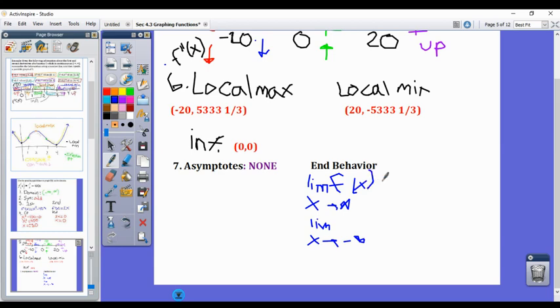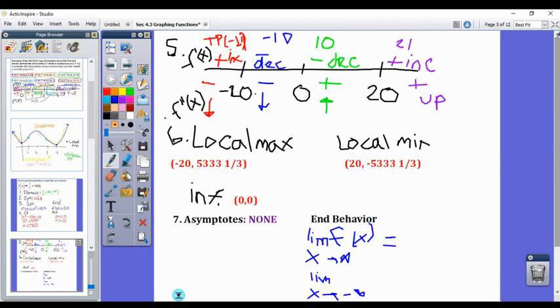All right, so as x goes to infinity, what is your function doing? So if we look back up at our chart for our number line, it's increasing and concave up. Okay, so that means as x goes to infinity, f of x is also going to infinity.